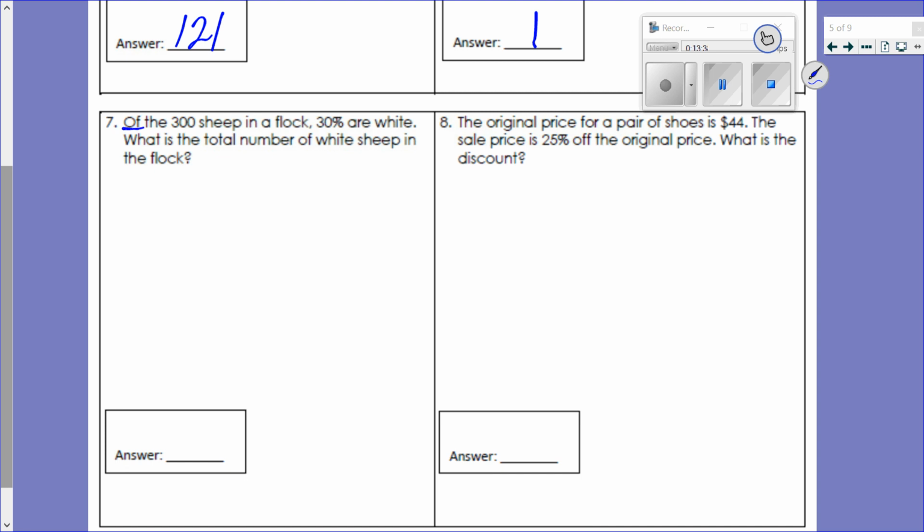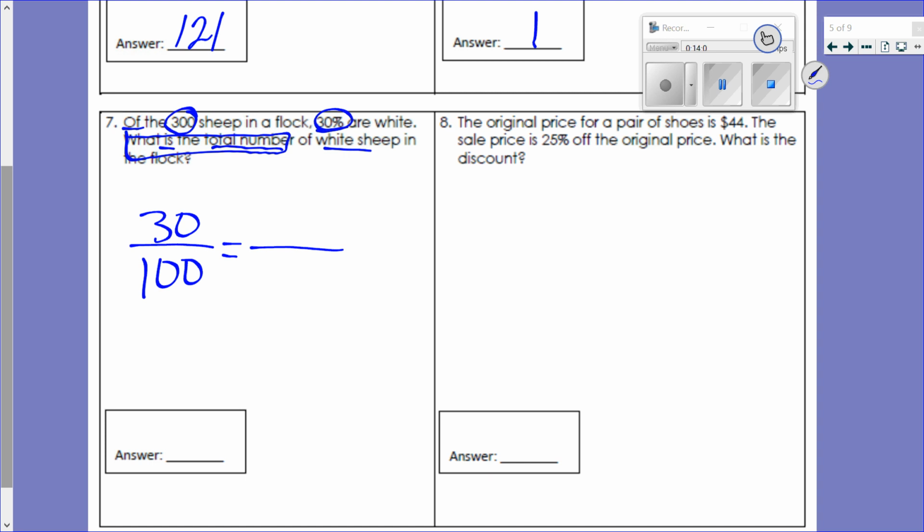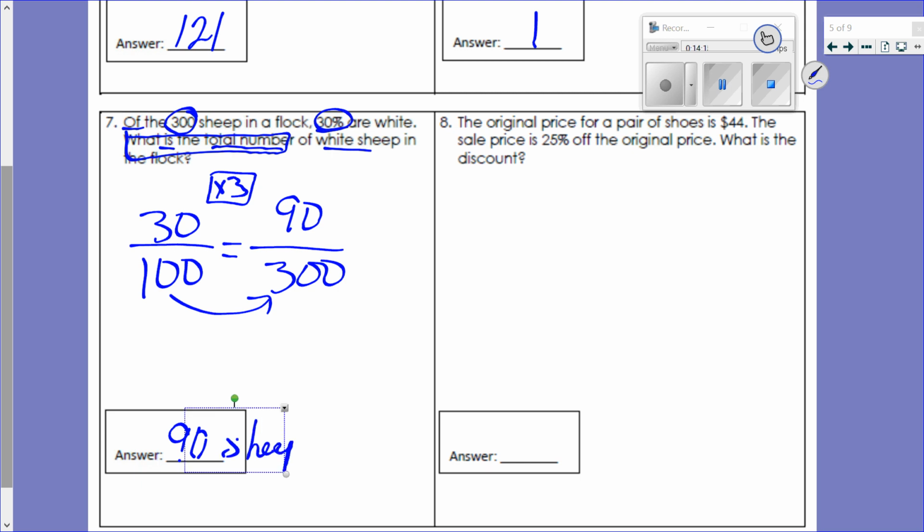So here's a key there. Of the 300 sheep in the flock, 30% are white. What is the total number of white sheep? So again, start with your percent because that's always going to be the one that should stick right out to you. Now the key is I got to figure out that 300. Is that my part or my whole? I see the of right there, right? That makes that my whole. How did I go 100 to 300? Times 3. So that makes it 90. But because this is a word problem, 90 sheep are white.